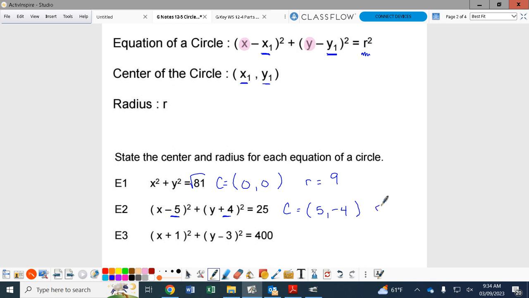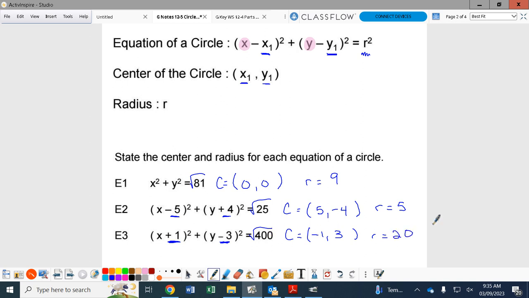We still do the radius the same way. The radius is going to be the square root of that last number. So the radius in this case is what? 5. Perfect. Okay, let's do it again. Anybody have a question before I do the next one? Okay, let's do it again. Guys, what would this be for the x? -1. What would this be for the y? +3. And what is the radius if the end number is 400? 20. Perfect.